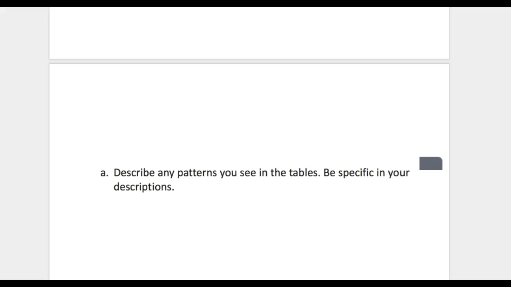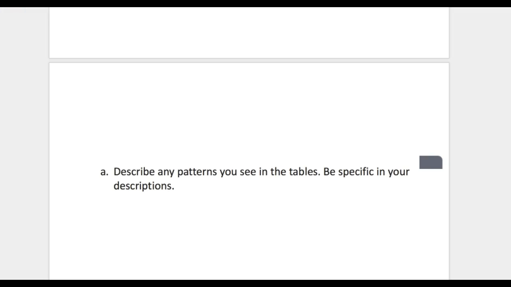For the first question, after we've made our tables, you'll need to describe any patterns that you see in the tables and be specific in your description. So spend some time really thinking about them. What do you notice? What patterns do you see in these 3 tables? Take some time to write about them now.